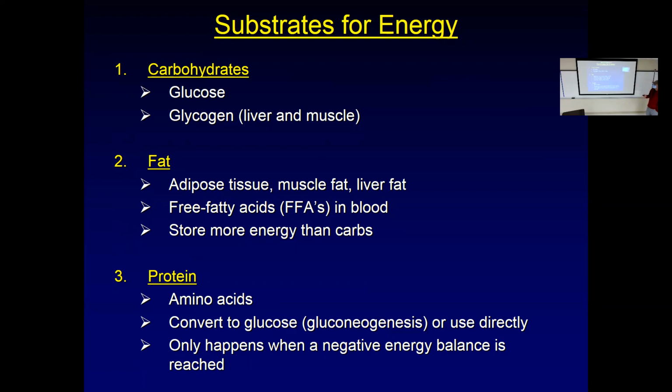You're going to have glucose that you ingest. There will be glucose present in your blood, and then we can store carbohydrates in both the liver and the muscle as glycogen, which is just a collection of glucose molecules all hooked together. We'll talk a lot more about that probably on Thursday.